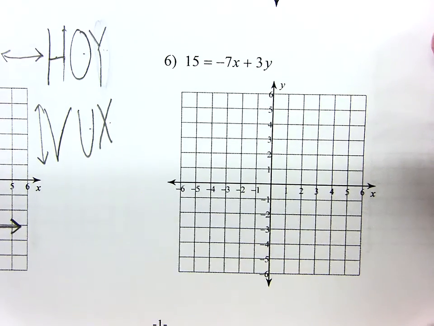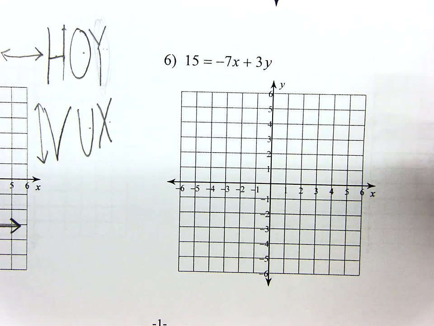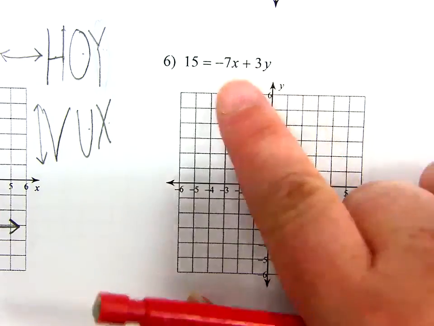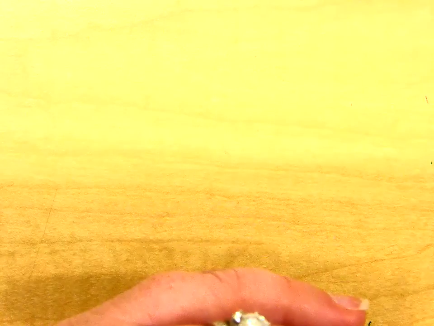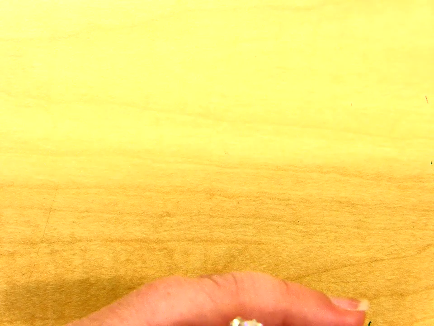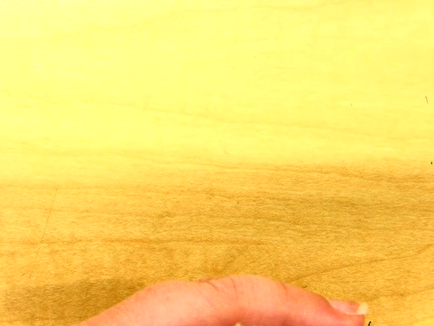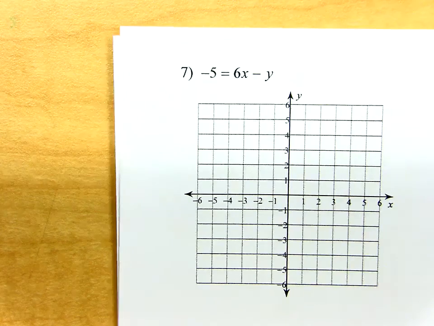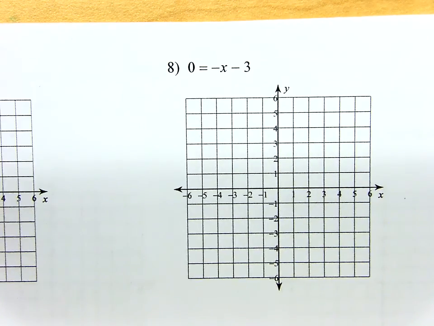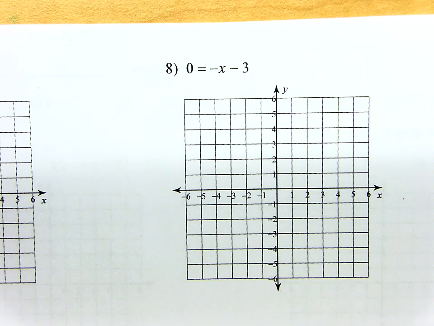So when I look at number 6, is this going to be horizontal, vertical, or some diagonal line? Some diagonal line, because I have both x's and y's. So I'm not going to deal with Hoy Vux here. Find for me another number on this paper. You're going to have to look on the back. Give me the next number that's either a horizontal or a vertical line. Number 8, yes, because 7 has x's and y's. But when I get to 8, I only have an x. I don't have a y.